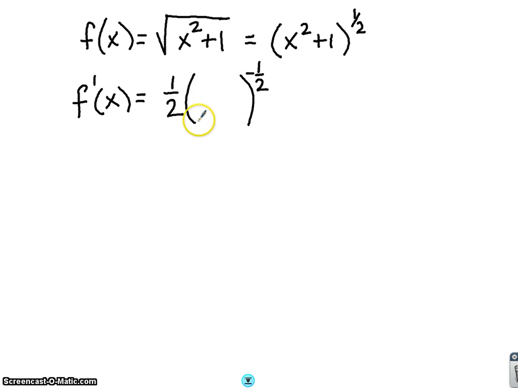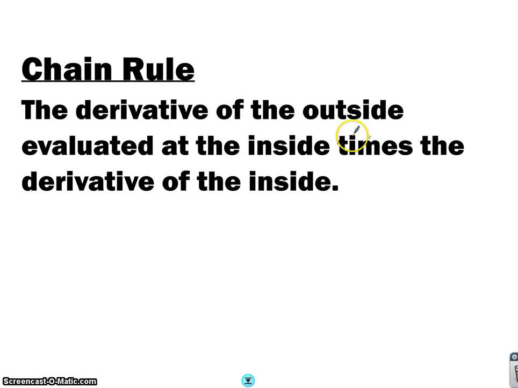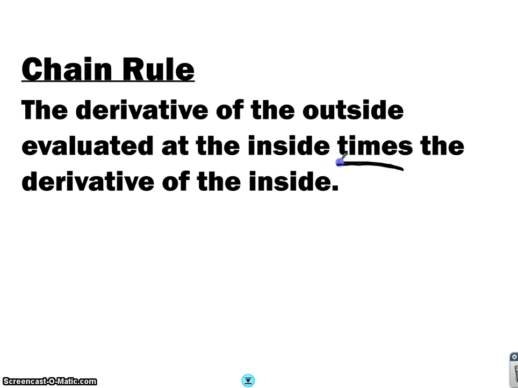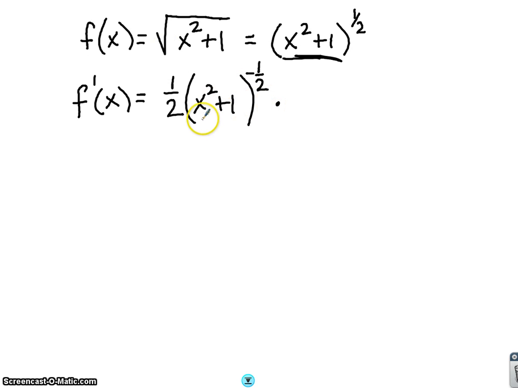Now, normally we have an x here, but the chain rule, if you go back, says the derivative of the outside evaluated at the inside. So now that means we have to evaluate it. Instead of putting x here, we're going to put the inside function right in there, x squared plus 1, times, if you recall again, the derivative of the inside function. So what's the derivative of x squared plus 1?